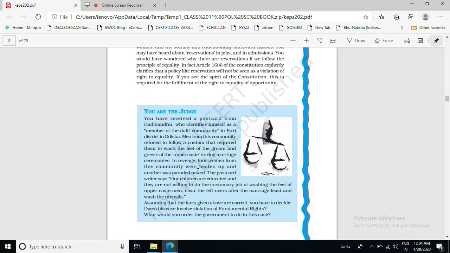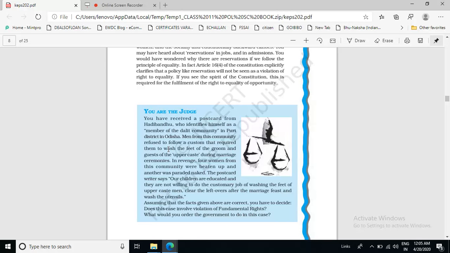So, you are a judge, and before you a case has come in which a person has written in a postcard that he is a member of the Dalit community, and that community has had to perform a custom according to which they wash the feet of the groom and guests of the upper caste during marriage ceremonies. The practice was going on peacefully, but with the passage of time, the people of this Dalit community are now getting education, and this education has broadened their minds, and now they are not ready to perform this practice.